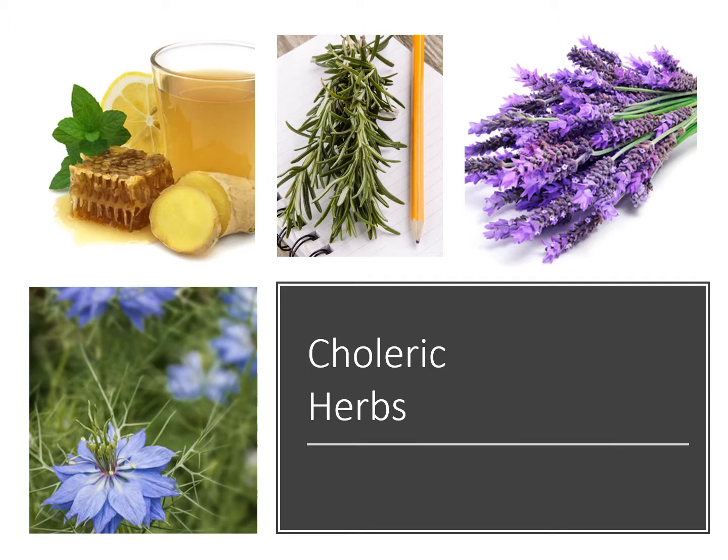Now, how does this apply to herbs? So there are herbs that we consider to be hot and dry, and you can see some of them here. Ginger is one that is considered to be a choleric or a hot and dry herb. Rosemary is another one that is considered to be a hot and dry herb. Lavender, and then also nigella is one that is considered to be hot and dry. So these are the characteristics or the temperaments of these particular herbs.